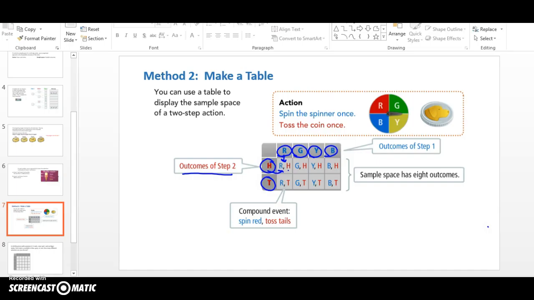So a red and a head. This box is a red tail. Does that make sense? So this box, just like multiplication, would be a green and a head. This box would be a green and a tail. Okay? So let's see. Now, I switched it.